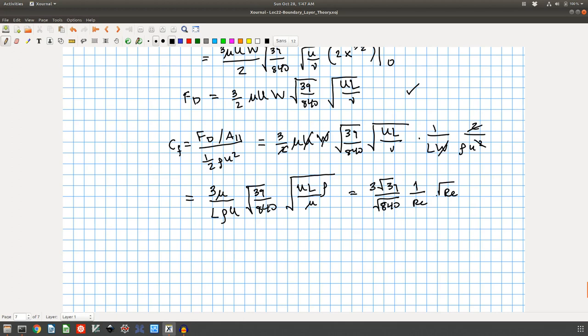So that is going to cancel, and I'm just going to get a Reynolds number to the 1/2 in the bottom. So then I get CF is equal to 3 square root of 39 divided by the square root of 840, Reynolds number to the minus 1/2, which, if we approximate that number, is 1.292 Reynolds number to the minus 1/2. So now that is our drag coefficient for a flat plate.